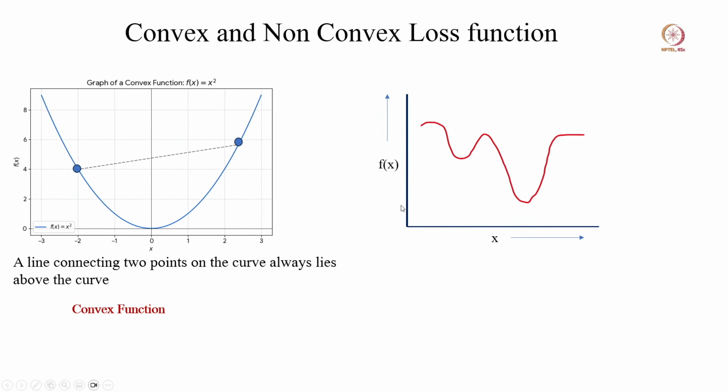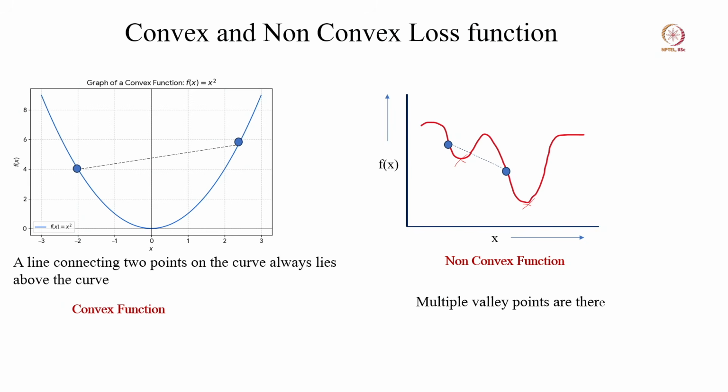Whereas, if we take a function like this, x is this one, f(x) is like this, and you take 2 points and join them, it is not always above the curve. So, these types of functions are called non-convex functions. If we compare it with the convex function, the convex function has only one minima point. Whereas here it looks like a minima point, and here also it looks like a minima point. So, there are multiple minima in a non-convex function.